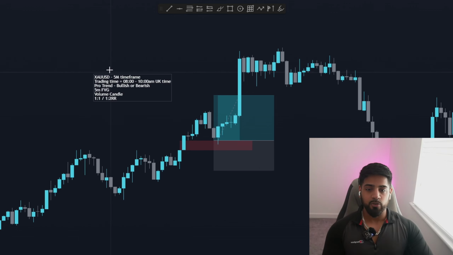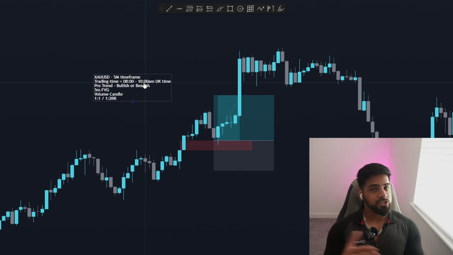So first and foremost, we are going to be trading gold on the 5-minute time frame. Now, as I said, it's a scalping strategy. That means you're going to be in and out of trades very, very quickly, potentially within the same hour, or sometimes you can hold these trades for a little bit longer. We're going to be trading between the times of 8 a.m. and 10 a.m. UK time. Now, as I said, that is the UK time. Now, if you're somewhere else in the world, just configure it to wherever you are, whatever time zone you're in.